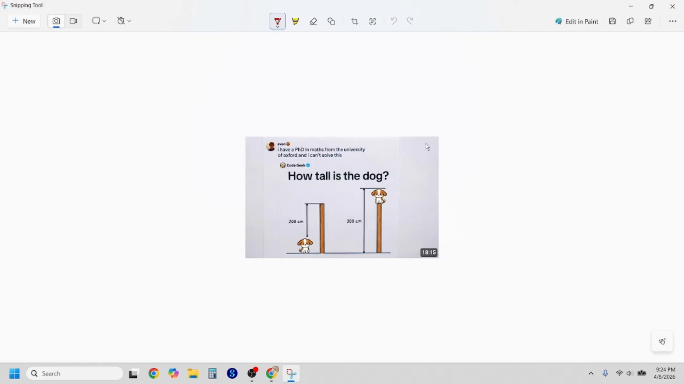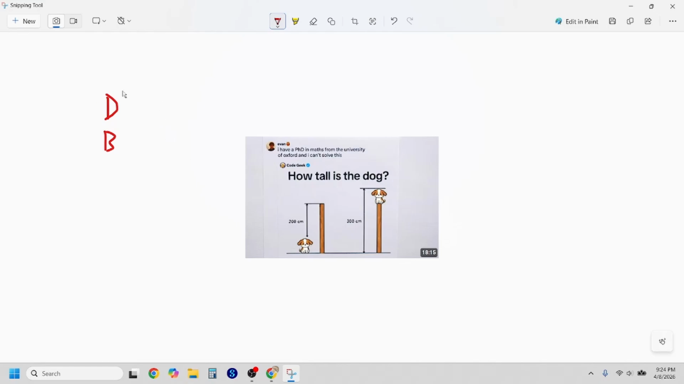So let's get right into it, right? So we have our dog, we're going to call that height D. We don't know what the height of the dog is. And we have the height of the board B. We don't know that either. So if you're familiar with algebra, you know this is a system of equations, right?